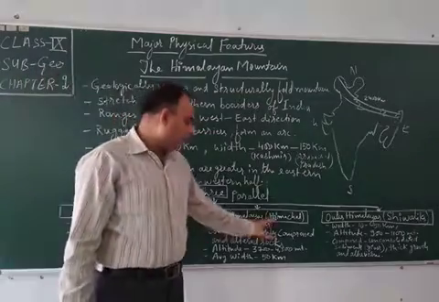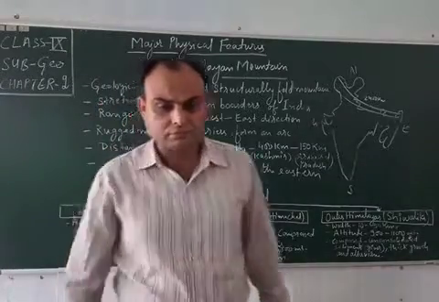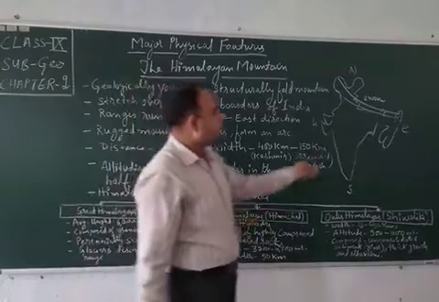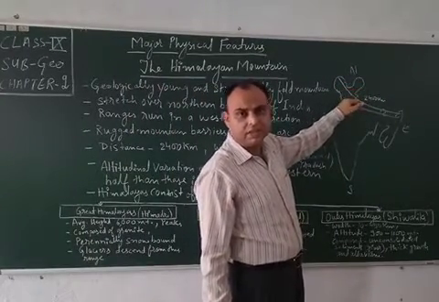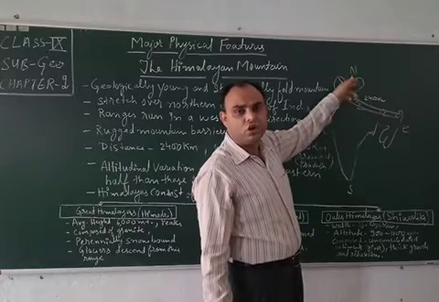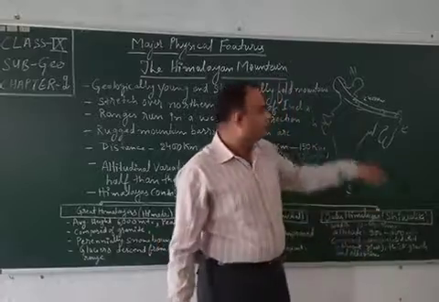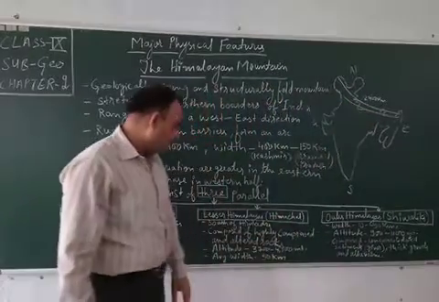Coming to the Lesser Himalayas or Himachal Himalayas. This range lies south of Himadri. South of Himadri means the northernmost is Himadri. Then the middle one is the Himachal Himalayas.